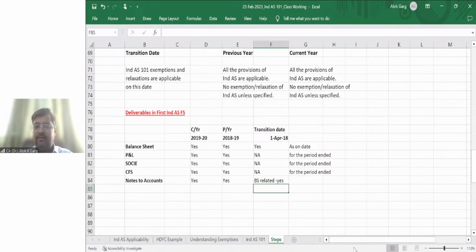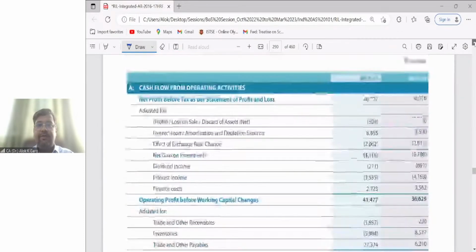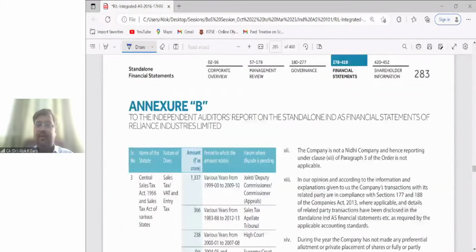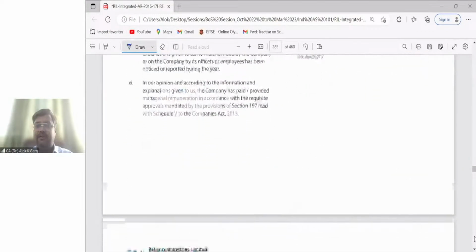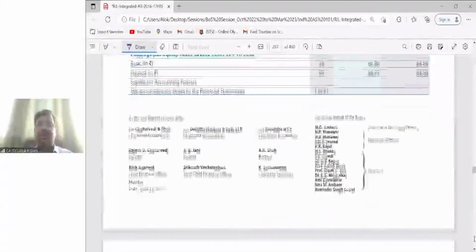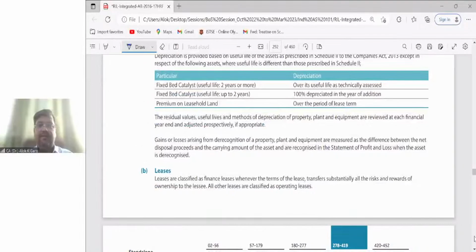Not clear? Let me show you the Reliance Industries Limited annual report once again. I have shown you that in Reliance Industries, the balance sheet was for 3 periods, right? P&L, cash flow, and statement of changes in equity were only for 2 years. Now let's go to the balance sheet related notes.